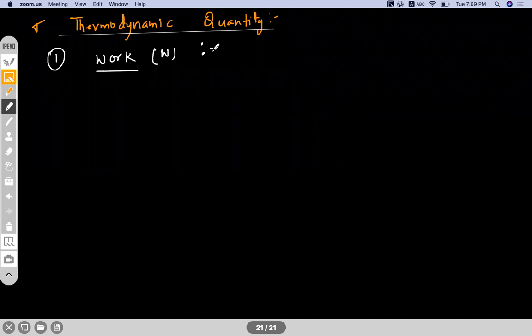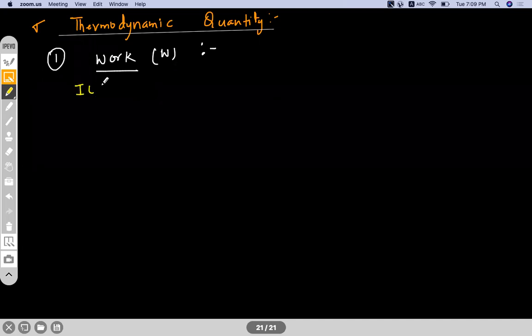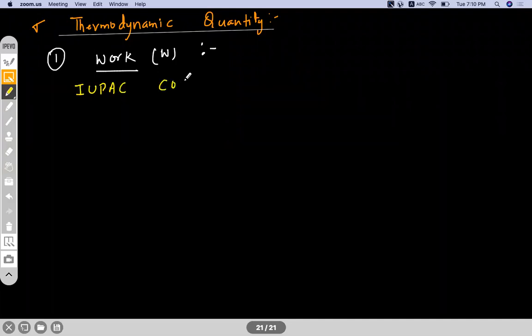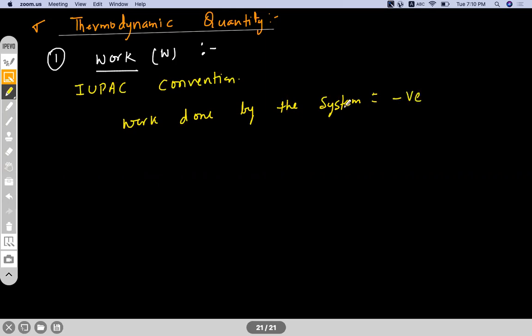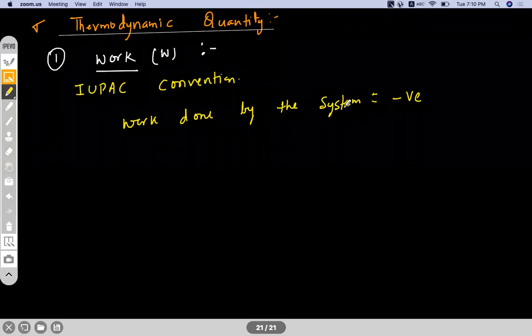Right. Definition you all know. And here we are talking about PV work generally. So we have here IUPAC convention. Okay, this you have to memorize. And what is the convention? Work done by the system. If system is doing work, so system energy is decreasing. So work done by the system is always negative. Suppose you are calculating work, you have got some question, and if you get a negative answer, it means it is work done by the system. That is the meaning we have. So work done by the system is negative. It is convention. You have to memorize it.